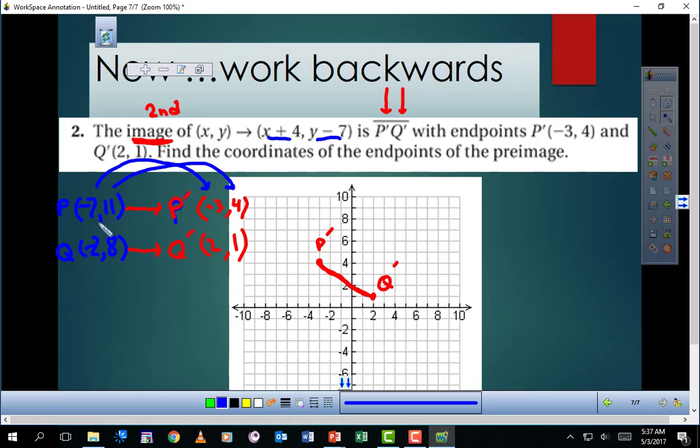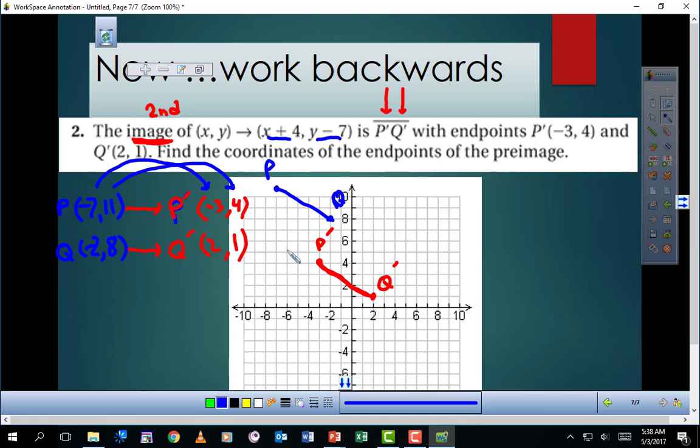So it looks like the coordinates of our pre-image would have been -7 and then up to 11. 11 would have been right about here, so P would have been here. And then -2, 8 would have been here, and so Q would have been right here.